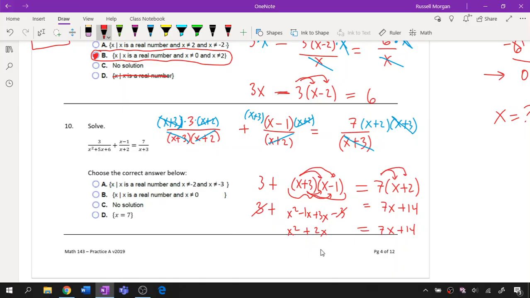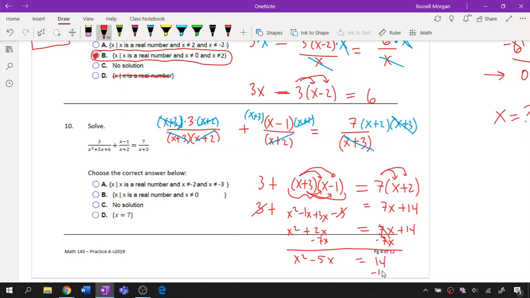Now, what I would probably do is, since we got x squares, we got x's, over here we also got x's, and then we got no x's. That sounds like quadratic stuff. I'm going to get everything to one side, probably over on this side with the x squared. That's nice and normal. So what I'm going to do is subtract 7x from both sides. I'm also going to subtract the 14. You can do that in one step. I'm going to do this in 2 steps just to make sure I don't mess anything up.